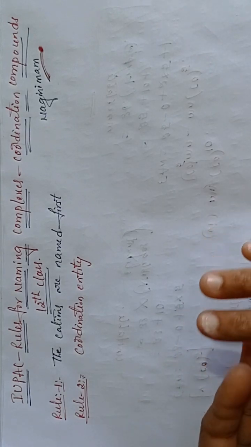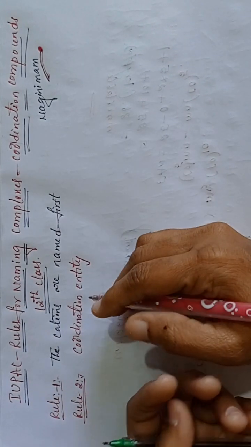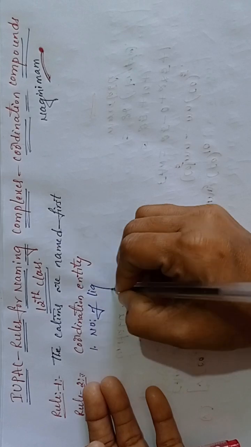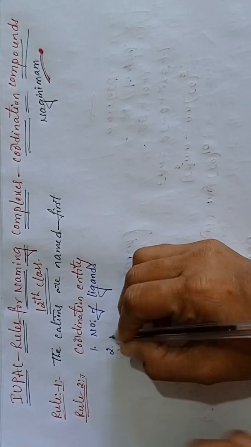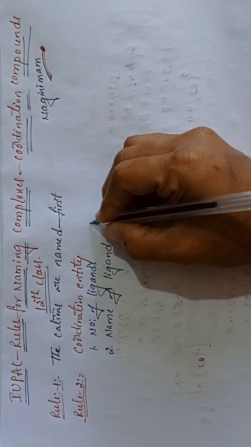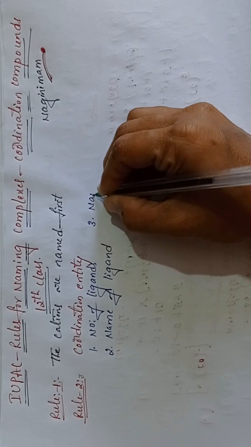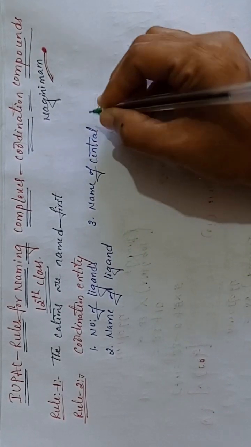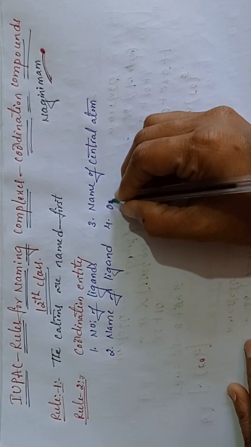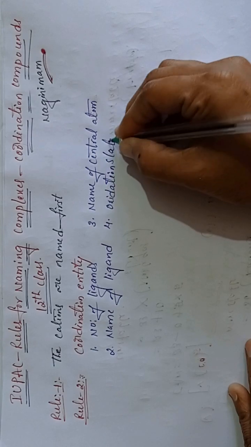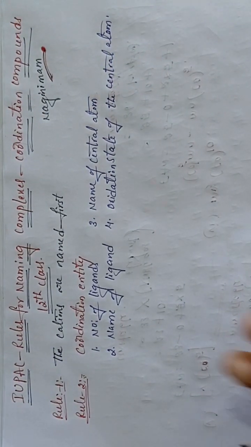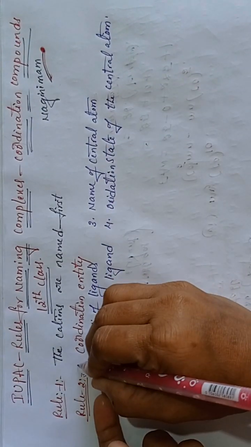The names are written in the following sequence, students. What is the sequence? First one is the number of ligands. Second one is the name of the ligand. Third one is the name of the central atom. And fourth one is the oxidation state of the central atom. Clear, students? So in the coordination entity, we have to follow this sequence.